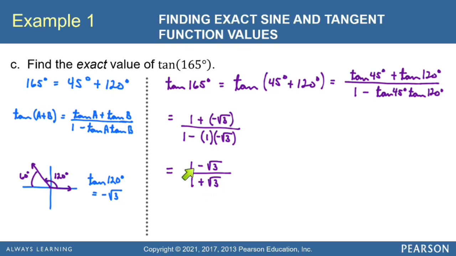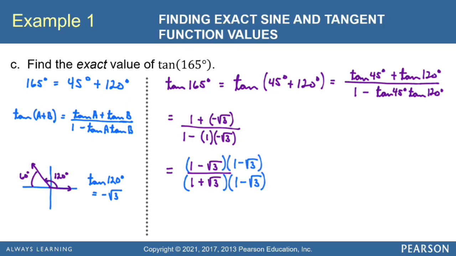Okay, now we can't leave our answer in this form because there is a radical in the denominator, so we know that we have to rationalize this denominator. And because we have 2 terms in the denominator, in order to rationalize, we have to multiply by the conjugate of this denominator. So that means multiplying by 1 minus the square root of 3, and because we're doing it to the bottom, we also have to do it to the top.